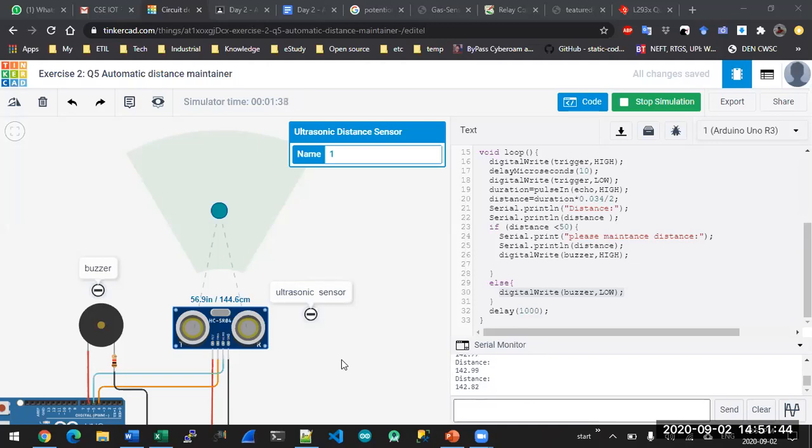So I think this was a simple experiment again. So we are moving to the last experiment and then we will take a break.